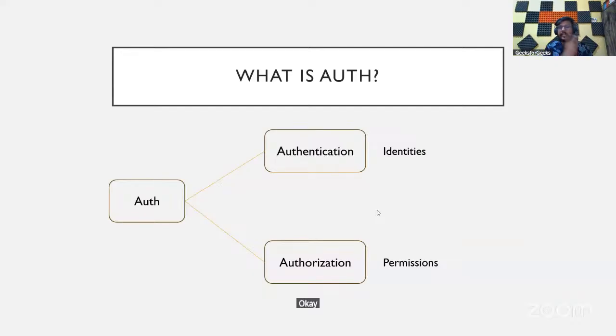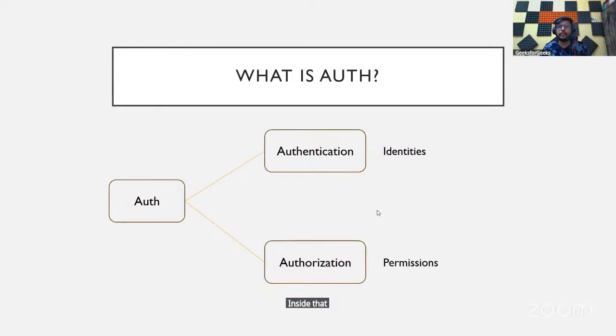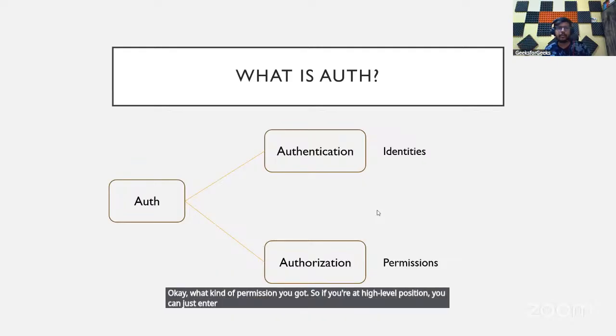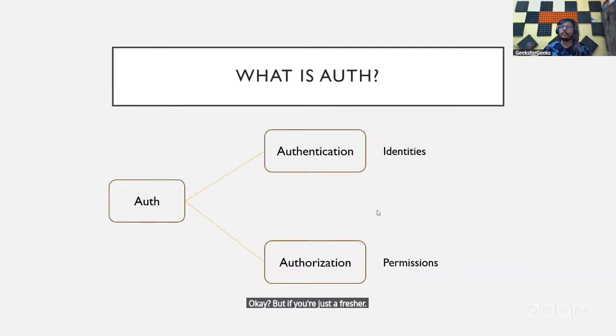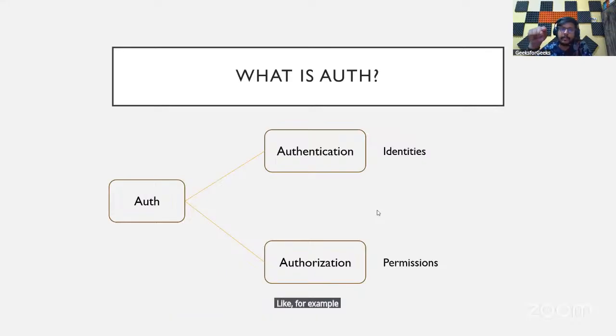The second thing comes once you enter the building: what are the things you can access inside that building? It totally depends upon what kind of permission you got. If you're in a high-level position, you can enter anywhere, but if you're just a fresher, you can't just enter anywhere. So permissions decide what places you can access. In AWS also, authorization tells about the permissions: what permissions you have to access the AWS services.